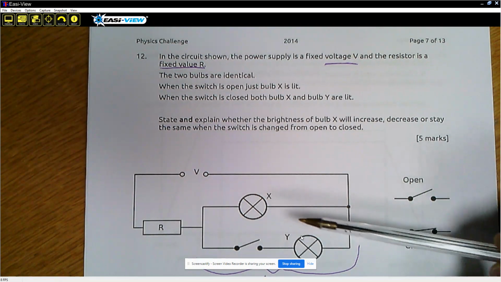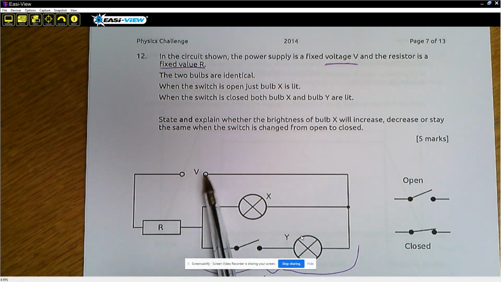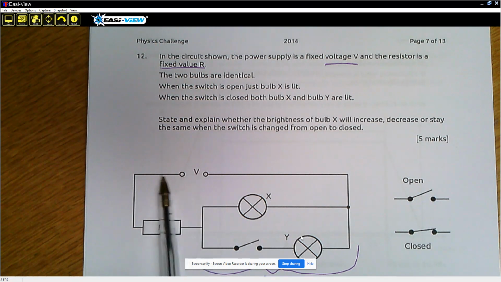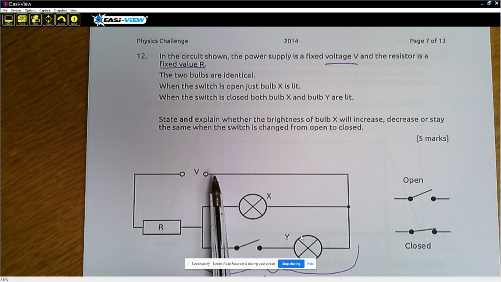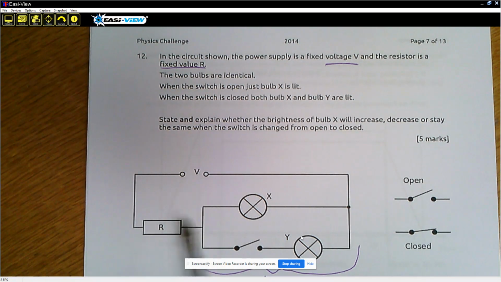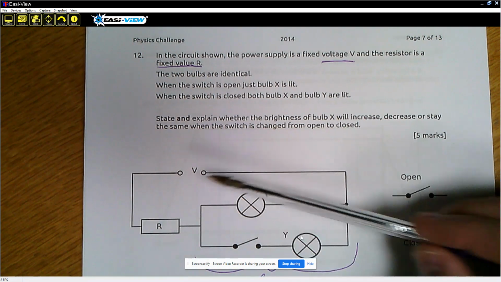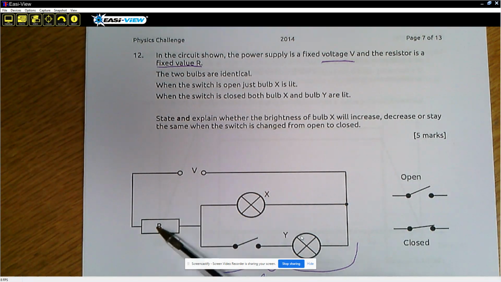So if we look at this part of the circuit, this voltage gets shared across R and across X. When the switch is open, the circuit's a little bit simpler. And the current that flows is due to this voltage and how much resistance there is to current. So the current is given by the voltage divided by the resistance, and the resistance is the total resistance of these two parts of the circuit.